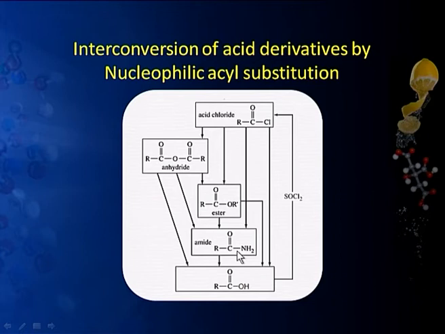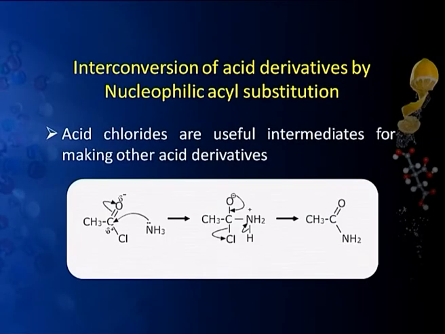So, this chart shows the sequence of which acid derivative can be obtained from which other acid derivative. Acid chlorides, as I said, are the most reactive and least stable. They are used as intermediates for making other acid derivatives, such as ammonia can very easily react with acetyl chloride to give the compound acetamide. We will discuss this role of acid chlorides and the reactivity of other acid derivatives in our next session, where we will discuss their methods of preparation and some of their important chemical properties.